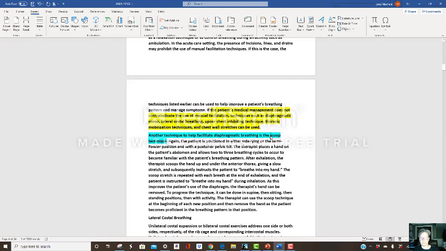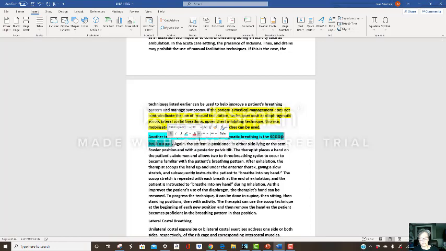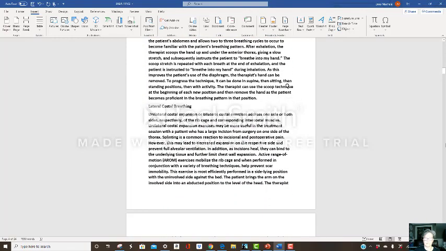Lateral costal breathing, unilateral costal expansion or bilateral costal exercises address one side or both sides, respectively, of the rib cage and corresponding intercostal muscles. Unilateral costal expansion exercises may be more useful in the treatment session with a patient who has a large incision from surgery on one side of the thorax.